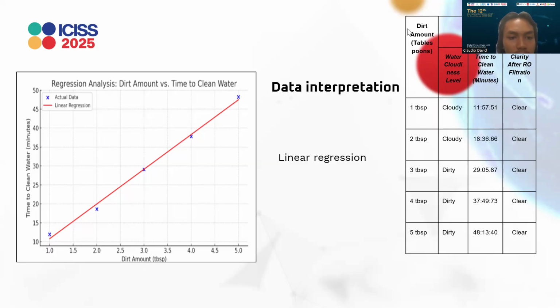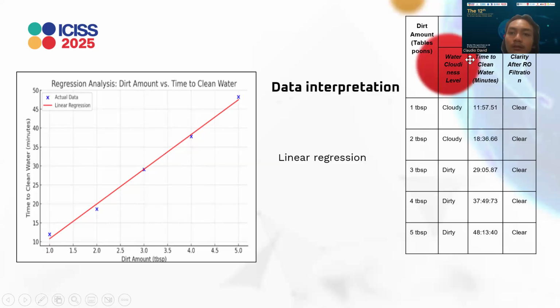It's really wonderful data that we can conclude here. Actually, it's kind of a straight line here, making an angle that we can see is actually linear from one tablespoon to the fifth tablespoon. You can see here from the data interpretation that it's conducted from one tablespoon to five tablespoons.